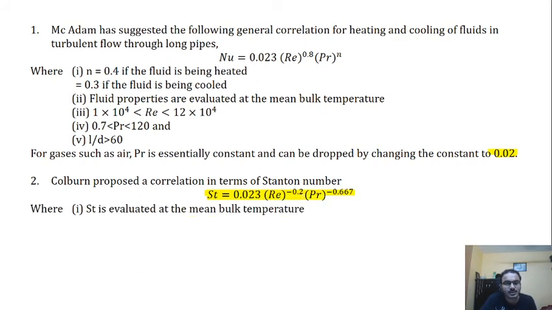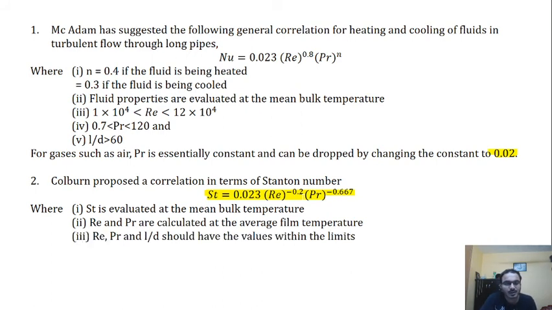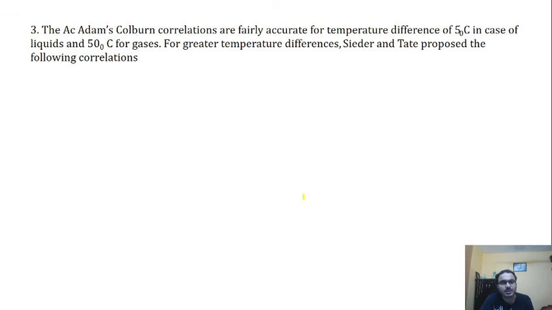Where Stanton number is evaluated at mean bulk temperature, Reynolds and Prandtl number are calculated at average film temperature. Re, Pr and L by D should have values within these limits, that is Reynolds number should be greater than 10 raised to 4, Prandtl number should be between 0.7 to 160 and L by D should be greater than or equal to 60.